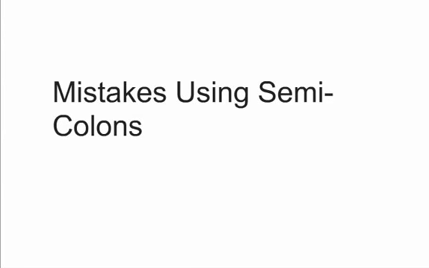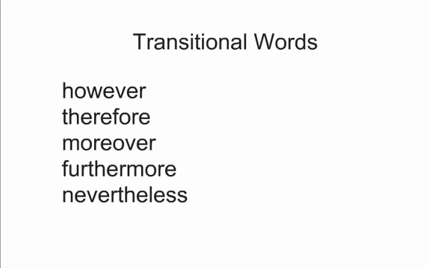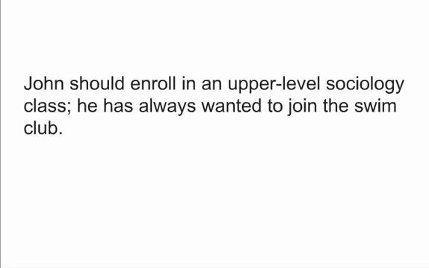A semicolon is used to separate two independent clauses that are closely related. Often, semicolons appear before transitional words like however, therefore, moreover, furthermore, and nevertheless. But semicolons can also be used to separate detailed items in a series. So let's look at a few examples to talk about the different ways semicolons are used.